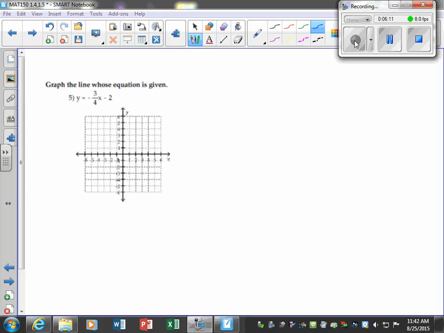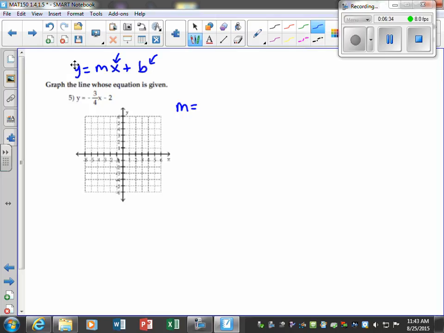The next thing, we're going to graph the line whose equation is given. There's a lot of options. We can make a table, plug in values for x, solve for y, plot the ordered pairs. But since we just learned about slope intercept form, you can see y equals mx plus b, where this is your slope and this is your y-intercept. We're going to use that idea for this equation.